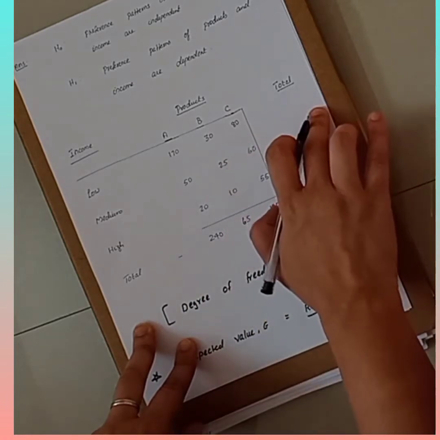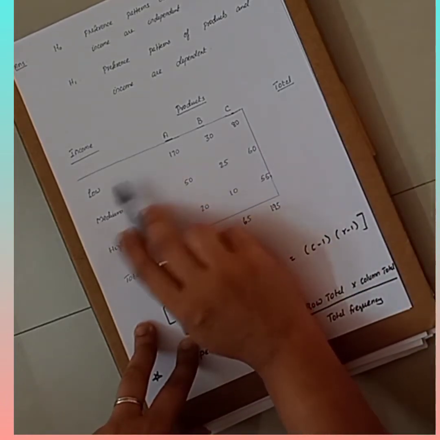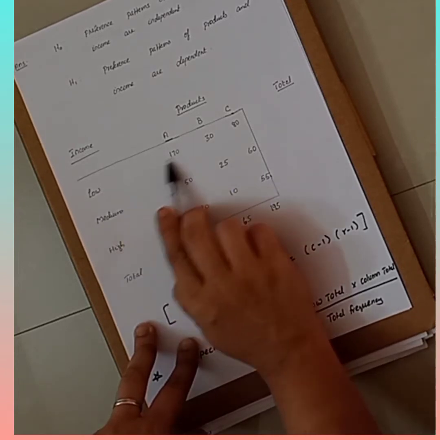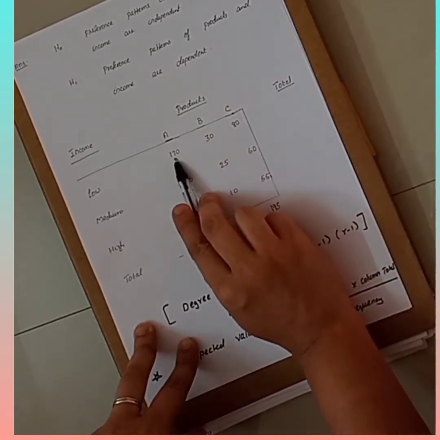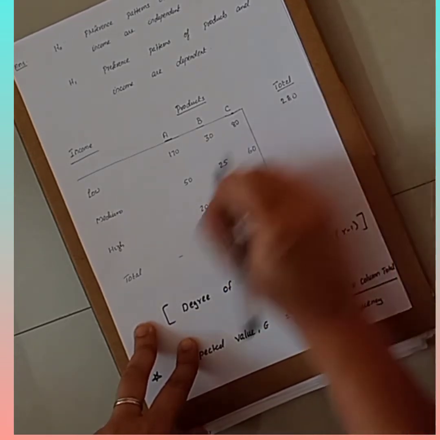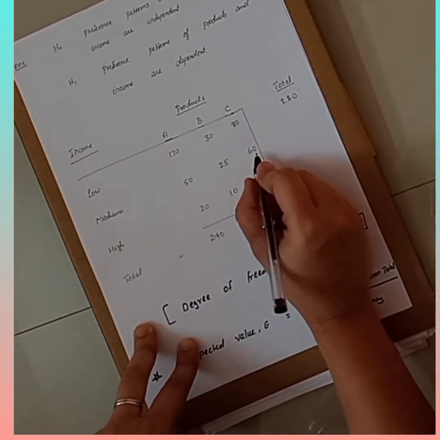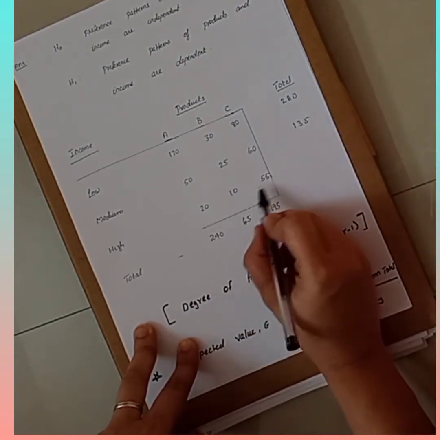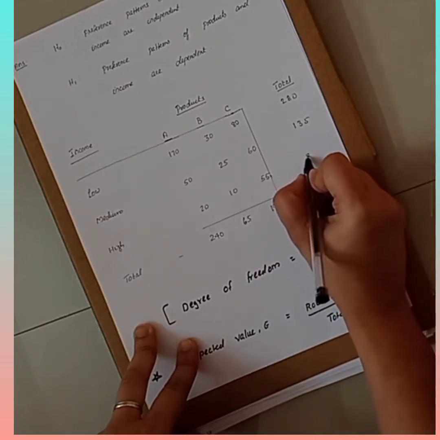Similarly, you have to find the row total. For low, that is when the consumer's income level is very low, what is the total frequency? So 170 plus 30 plus 80 will give you 280. Then 50 plus 25 plus 60 will give you 135. Then 20 plus 10 plus 55 is going to give you 85.